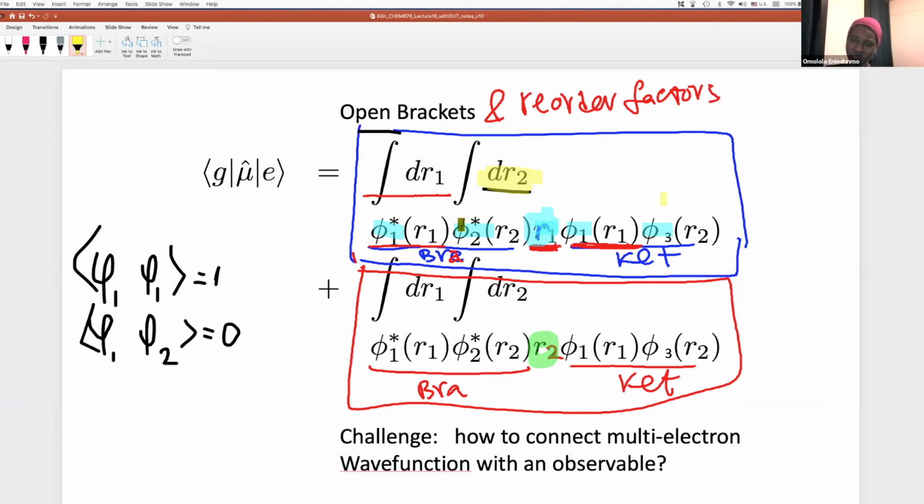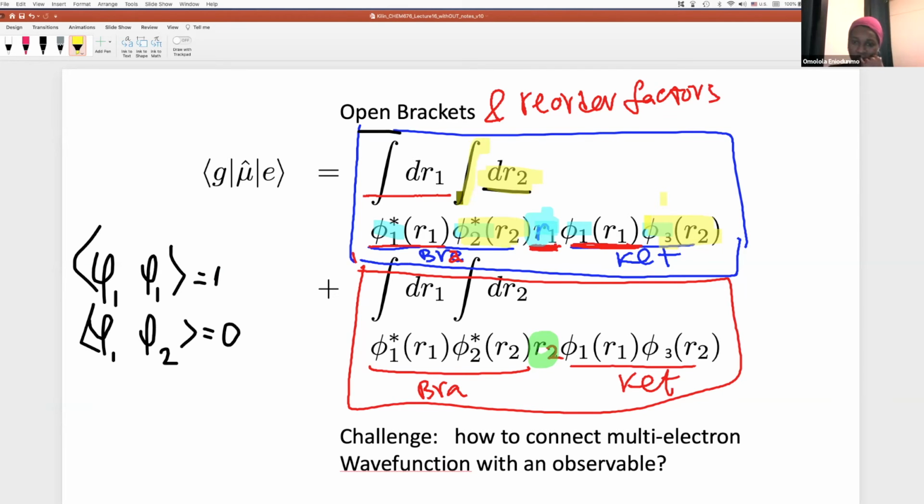Phi2 star and phi3. Thank you. And this phi without star r2, right? This one. Yes, phi 3. Oh, it shall be phi 2. Okay, thank you, Laura.